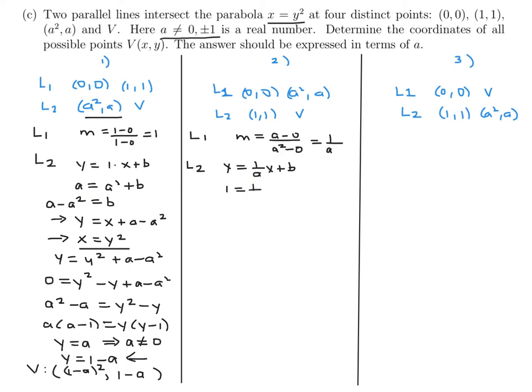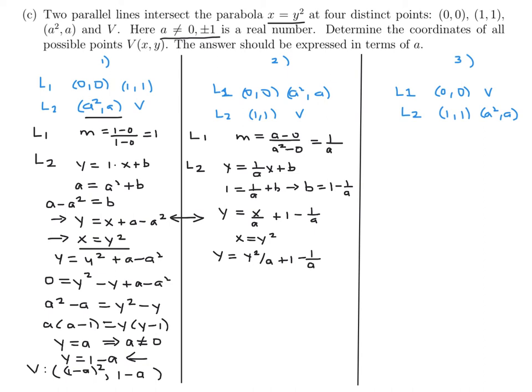So that would mean 1 is equal to 1 over a plus b. And therefore, b is going to be equal to 1 minus 1 over a. So my equation, therefore, would be y is equal to x times 1 over a, so basically x over a, plus 1 minus 1 over a. And that is basically identical process to what we did before. Now recall that x is equal to y squared is the parabola that this line will intersect with, so we substitute that in. So we get y is equal to y squared over a plus 1 minus 1 over a.